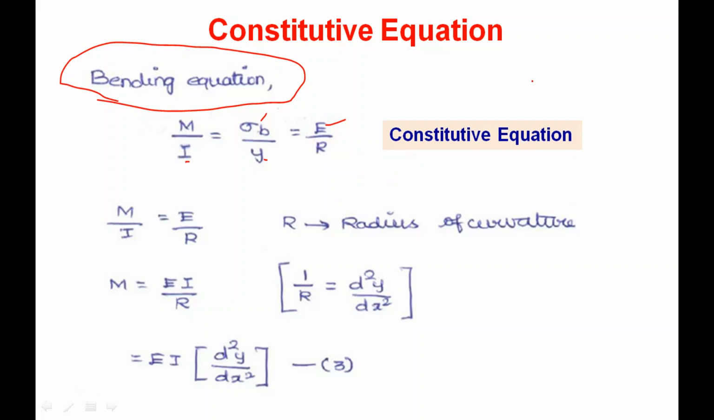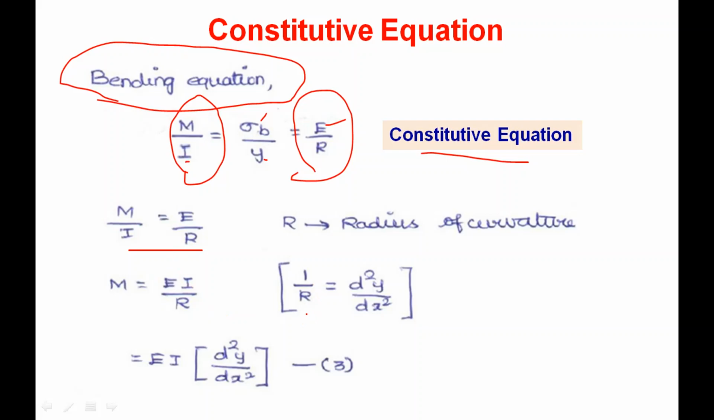In the case of the bar problem, I think you remember we considered a free body diagram and applied the equilibrium condition. There we used Hooke's law as the constitutive equation. Since the beam is subjected to a bending load, we are using the bending equation as the constitutive equation. We will consider this M by I and this E by R. From that we can write M is equal to EI by R.